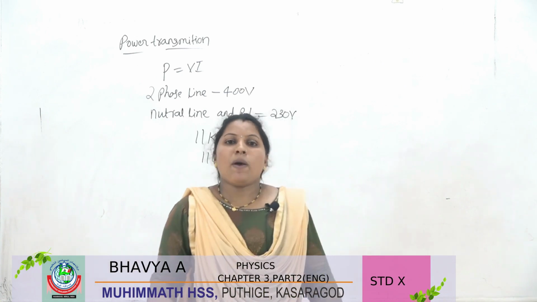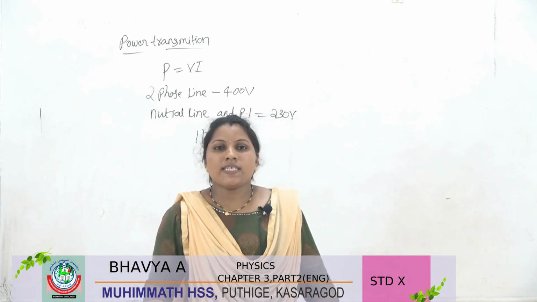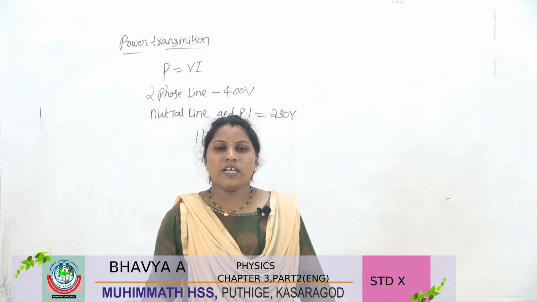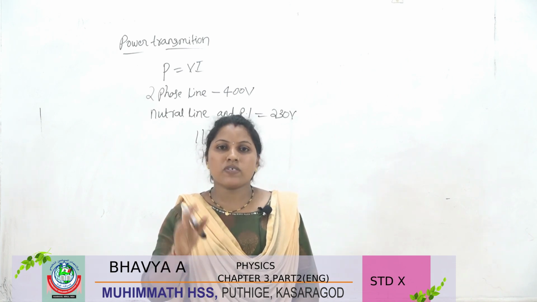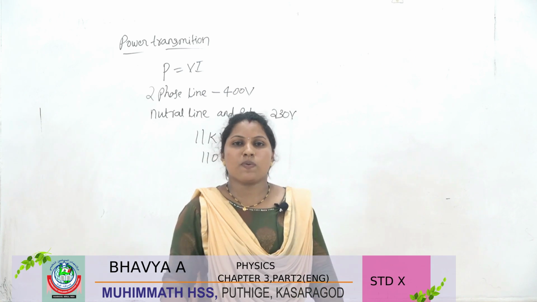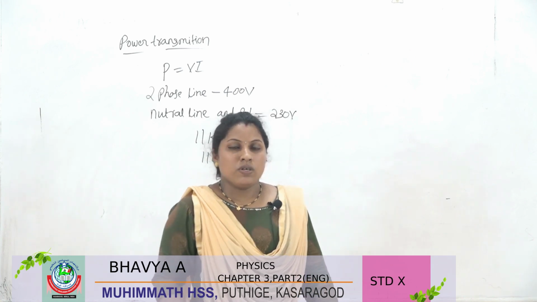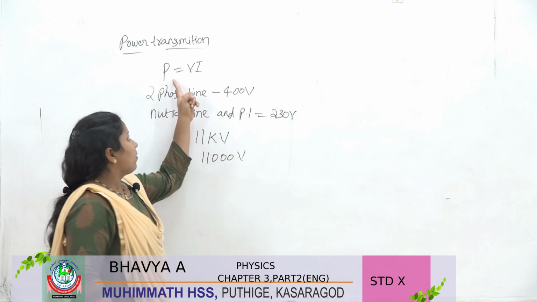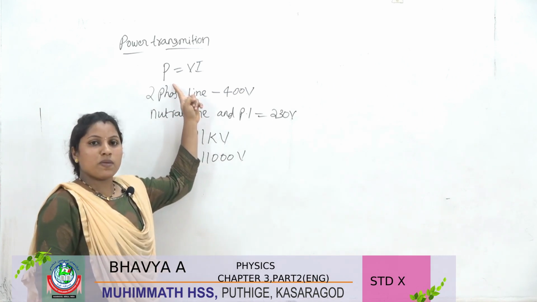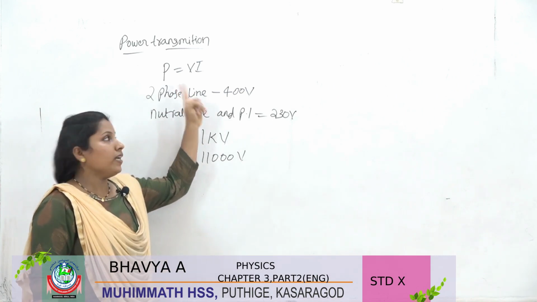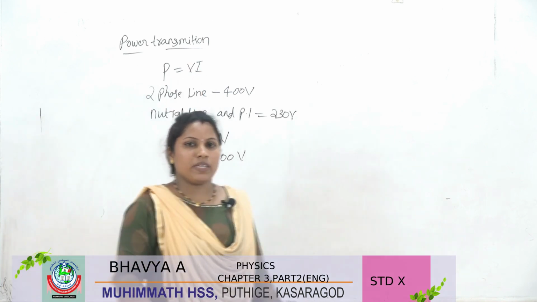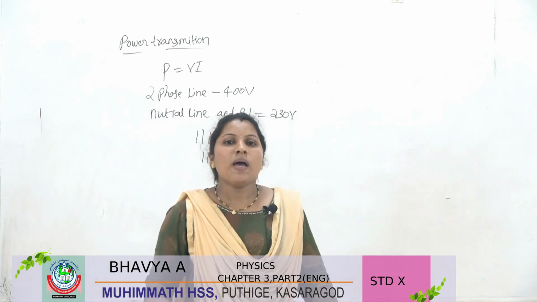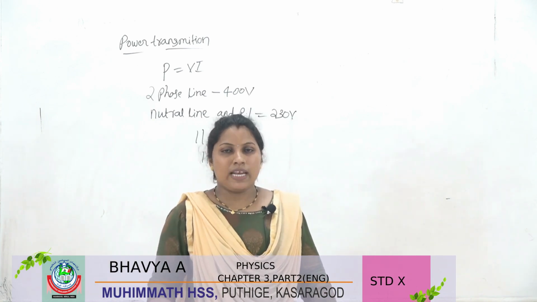So in the power station we are using a step up transformer. Similarly, after that, at the substation we are using a step down transformer. So here, without losing power, how do we decrease the current? Decreasing the current, increasing the voltage. So with that method we can transmit electricity without power loss.